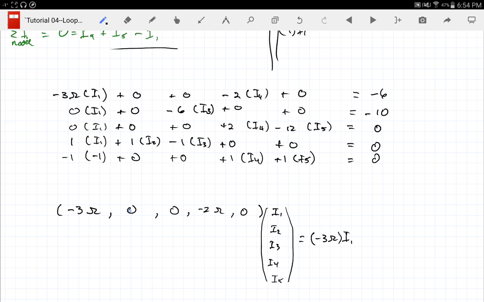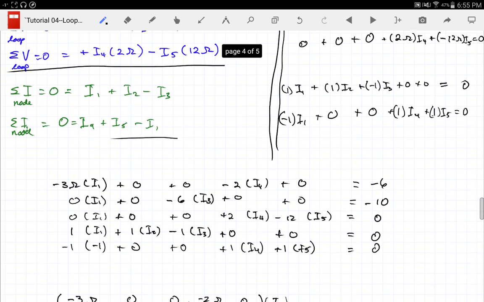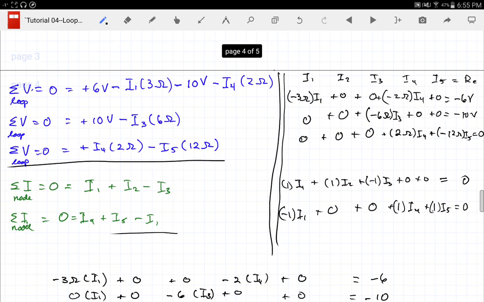second thing in the row times second thing in the column, so that's plus 0. Third thing, plus 0. Fourth thing, plus a minus 2 ohms times I4. And then the final thing, plus 0. So this is a way of writing an equation. Now this doesn't have an equal sign. So I take this and I look, and what I just did was I exactly recreated that first equation.